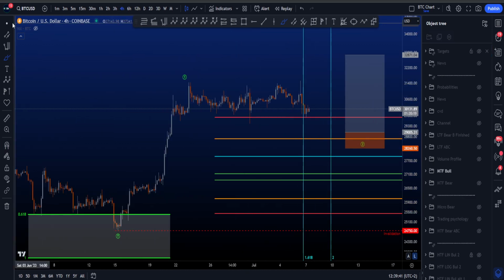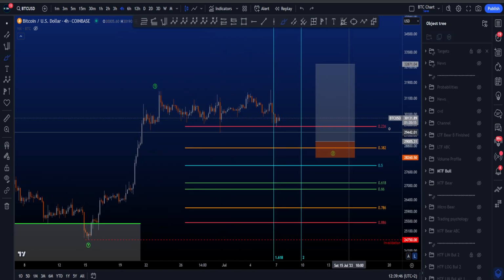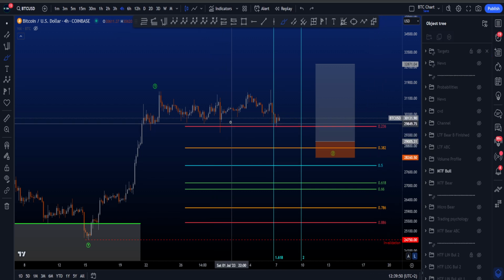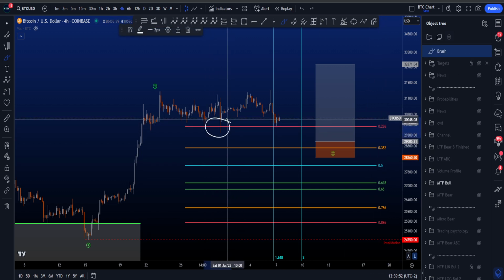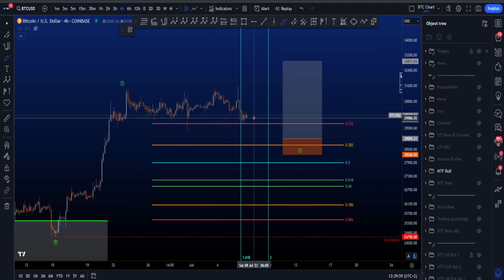If I jump to the 4-hour, you can see that we had a wick over here. And for a wave 2, the retracement, again, very, very shallow, the 0.236. But time-wise, this was actually quite nice. It was between the 0.618 fib time and the 1-to-1 fib time. However, price now is taking a while.